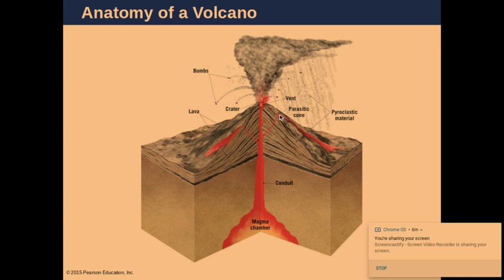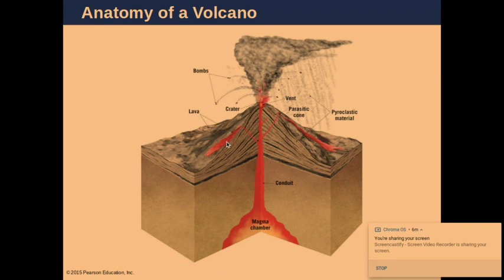You can see the parasitic cone coming out to the side over here. And when I think parasite, I think it's something that sucks the blood or energy out of something. So this is actually taking some of the magma and sapping some of the energy, so it comes out the side rather than everything coming up the top.